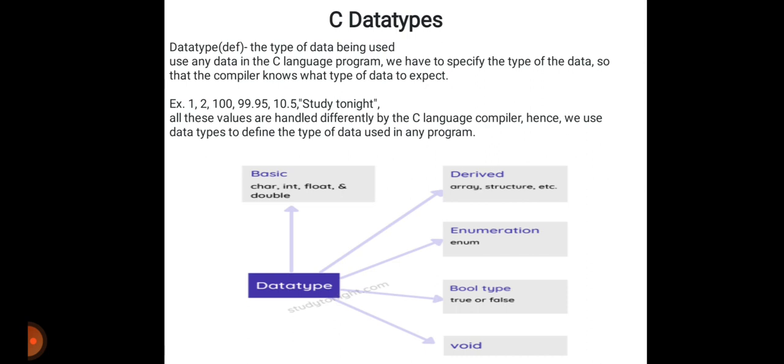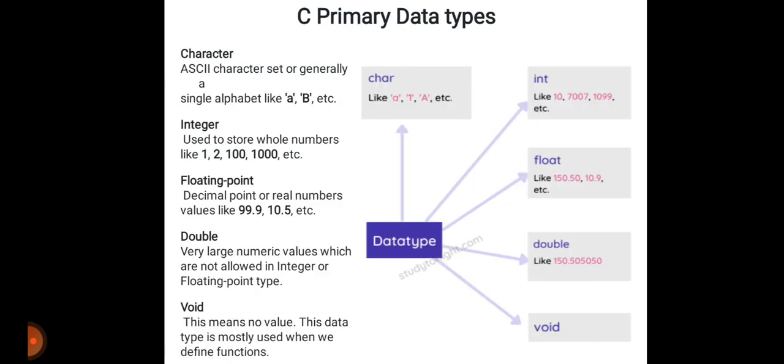Then we will see the next one, that is C primary data types. What are the primary data types we use in C? As you can see, there is a differentiation between character, integer, float, double and void. So we will see what is the function of each data type. There are 5 basic or primitive types, as I told you. First one is character. Character means the ASCII character set, or generally a single alphabet like A, B, C, D, capital or small.